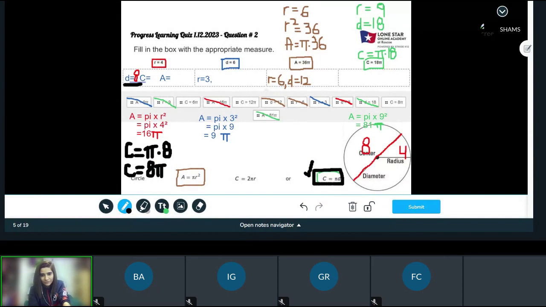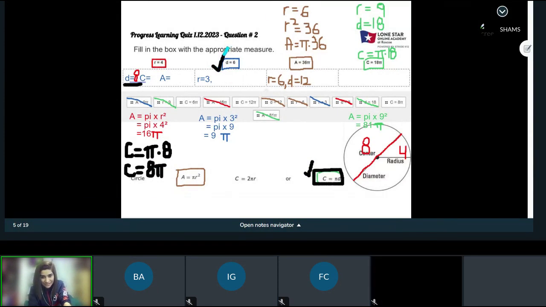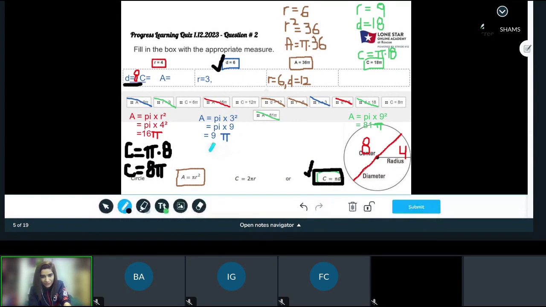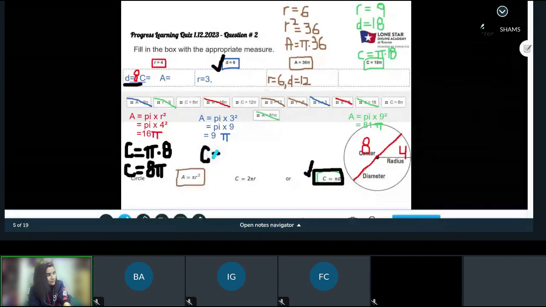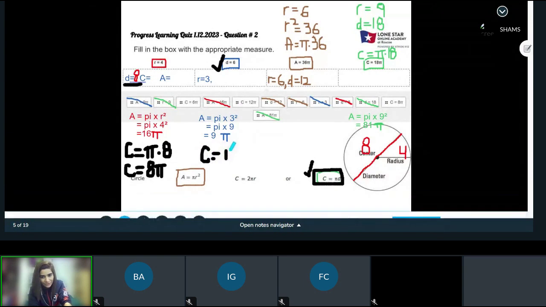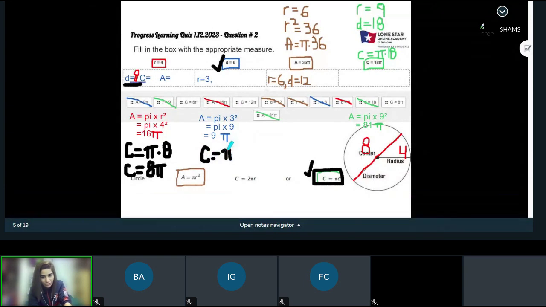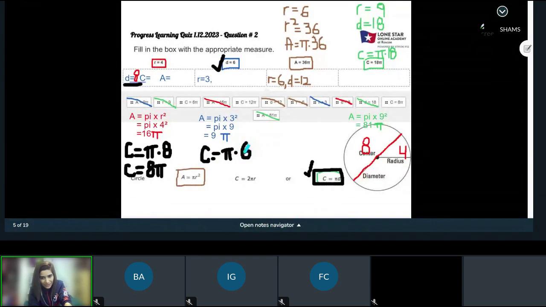The second one, I'm going to identify my diameter. See, diameter is 6. How much will the circumference look like? Circumference will be C equals pi d, right? Pi times diameter. Diameter is 6, so I will do pi times 6. And I get a circumference that is 6 pi.